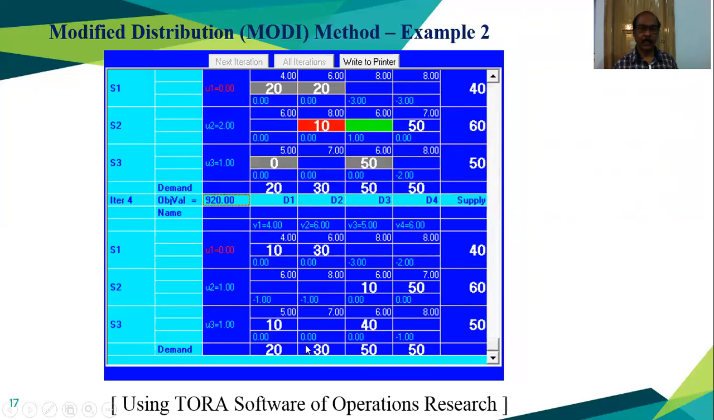Finally, this is the final allocation. Since we got one delta ij equal to 0, the optimum solution is not unique. That's why they got another alternate solution: 10, 30, 10, 50, 40, 10. But the minimum transportation cost is 920. So this is the end of this process.